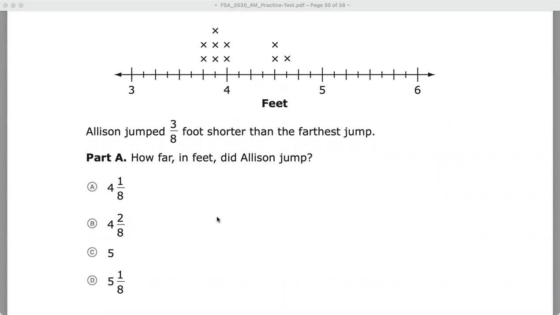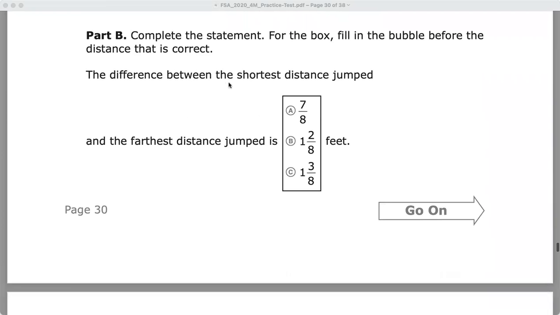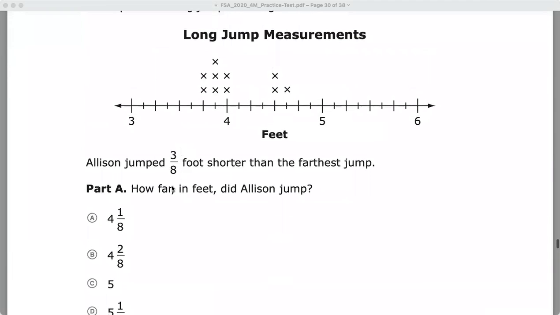Okay, remember there's a second part to this. The difference between the shortest distance and the farthest distance. So let's scroll back up. So the shortest distance is right here, and the longest distance is right here. So you could say that this is 1, 2, 3, 4, 5, 6, 3 and 6/8. This is one way to do it. I'm going to show you two ways to do it. And the longest distance is 4, 1, 2, 3, 4, 5, and 5/8.